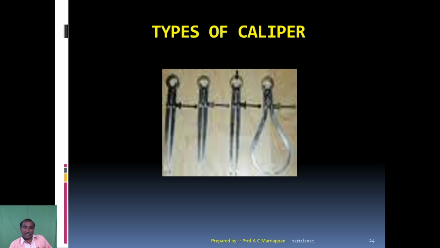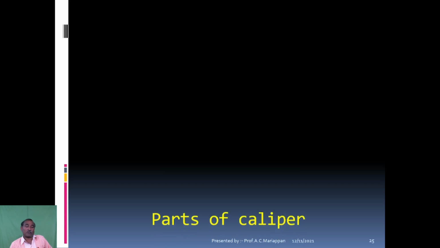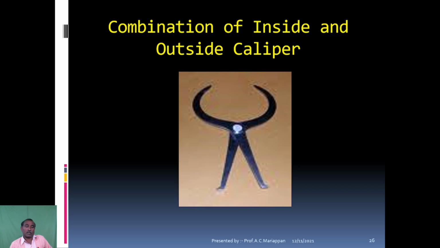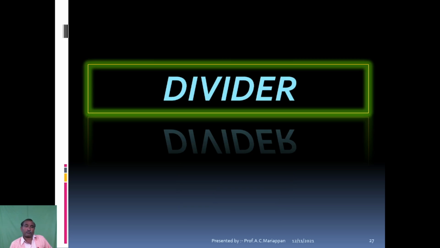The Jenny caliper has one leg straight and the other leg bowed inward or outward. That is helpful to check shoulders, recesses, and such dimensions, which can be measured by means of a Jenny caliper, as visible in the picture. The combination of inside and outside caliper is also one type of caliper. Combined together, we can measure the outside dimension as well as the inside dimension at the same time.